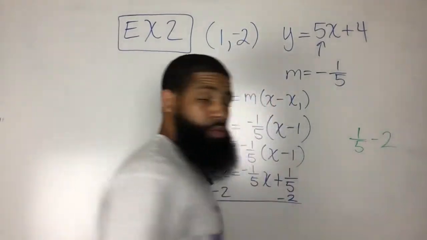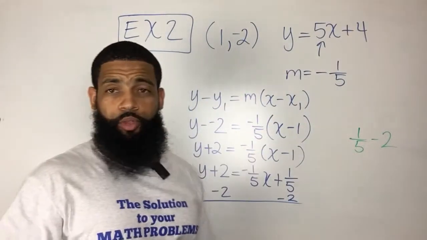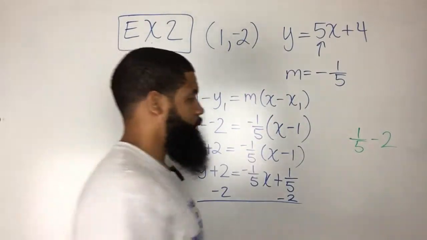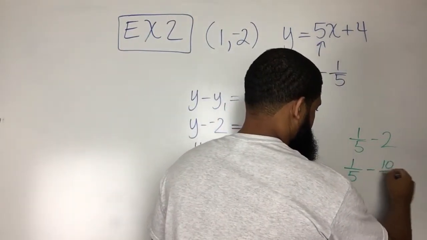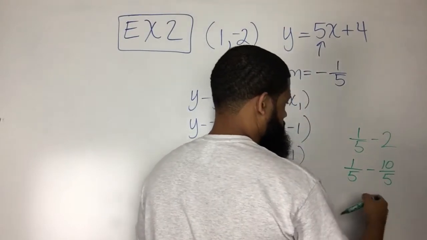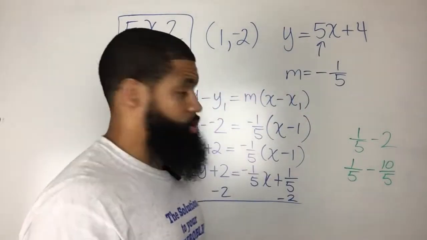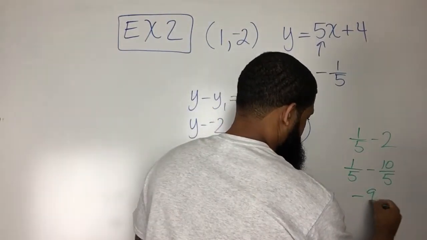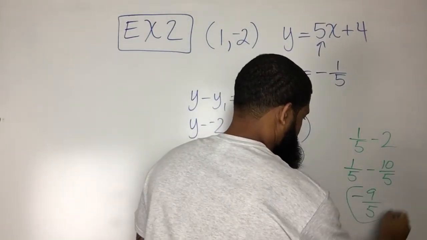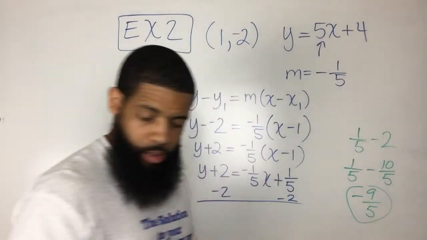minus 2. Remember, in order to add or subtract fractions, we have to have the same denominator. So this is 1/5 minus 10/5. Well, now they have the same denominator, so I can just subtract the numerators. So 1 minus 10 is negative 9. So negative 9/5 is this part right here.